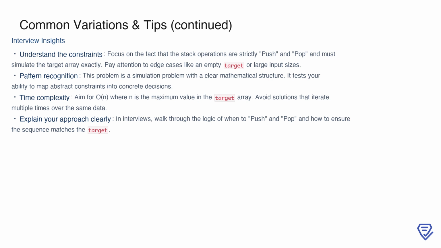From a performance perspective, aim for an O(n) solution, where n is the maximum value in the target array. Avoid solutions that involve multiple passes over the data, as they can be inefficient. Finally, communication is key. Clearly explain your approach by walking through the logic of when to use push and pop and how you ensure the sequence matches the target. Demonstrating this thought process is often just as important as the code itself.